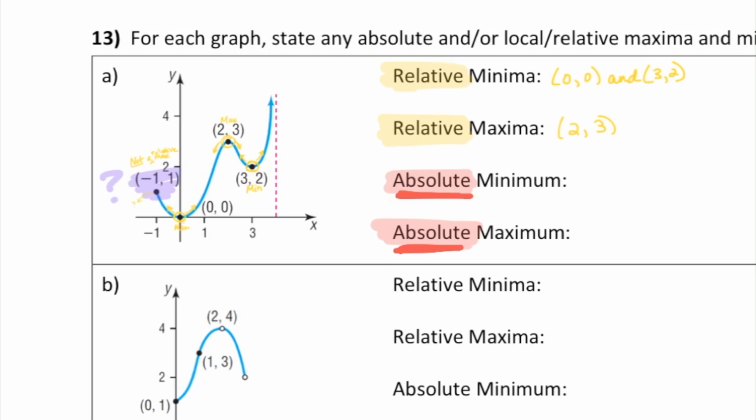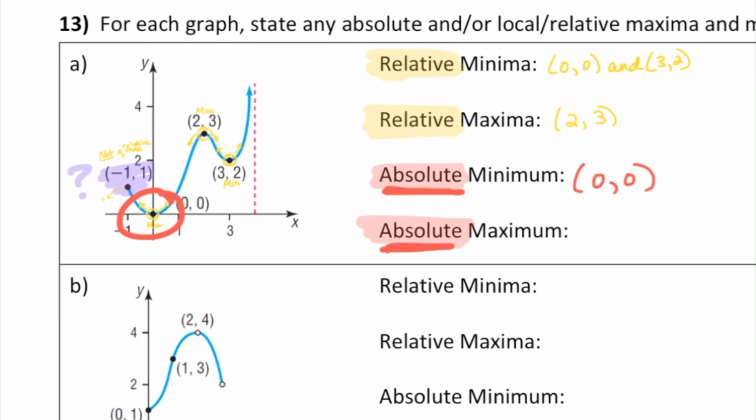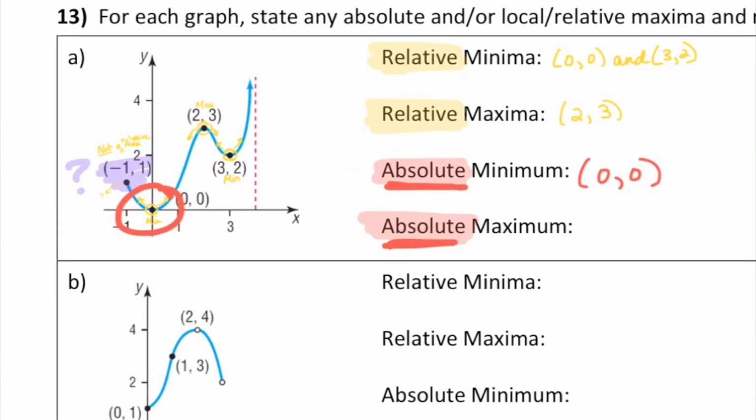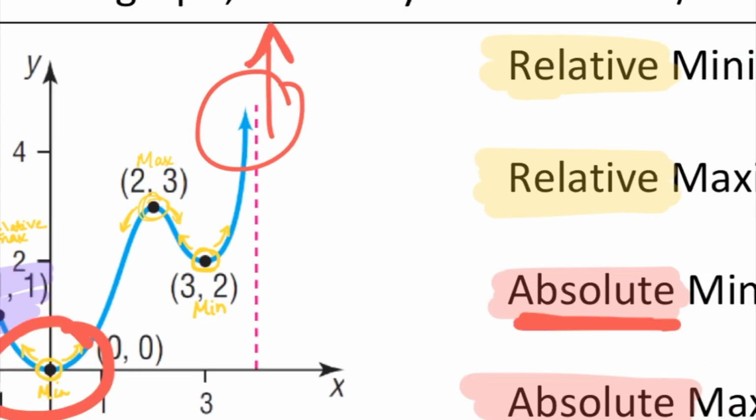So the absolute minimum, in this case, the lowest point on the graph, is also the relative minimum there at 0, 0. And so your absolute minimum in this case is the same as your relative minimum at 0, 0. Notice that here the graph keeps going up forever, and so there's not going to be an absolute maximum.